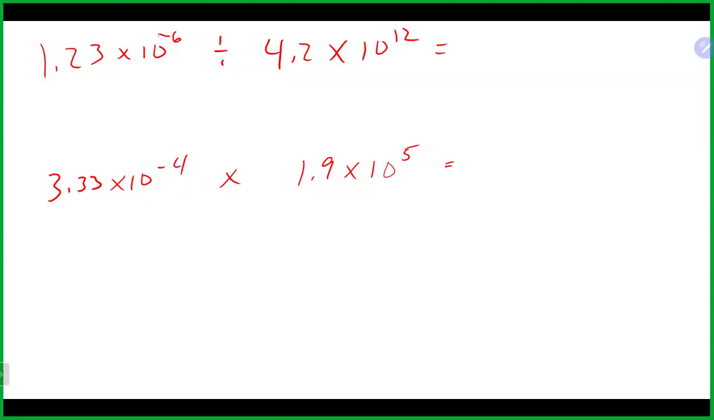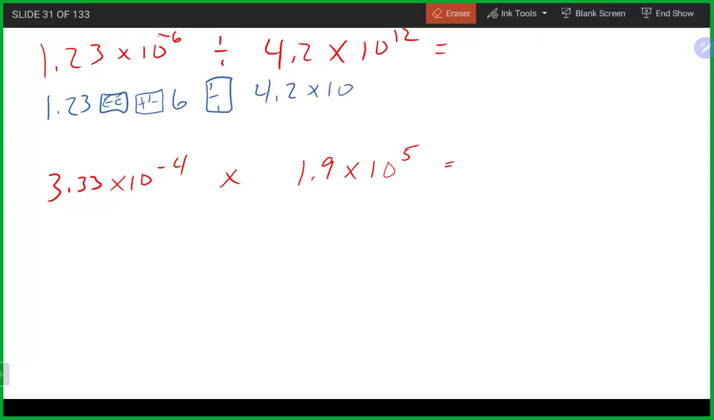Okay, so let's take a look and see. So again, if I was going to punch this in, I'd go 1.23. I would hit my exponent button. I would hit my negative button here and my 6. I would then hit my divide button. I punch the other one in the same way, 4.2 times 10. Not times 10, hit my exponent button.